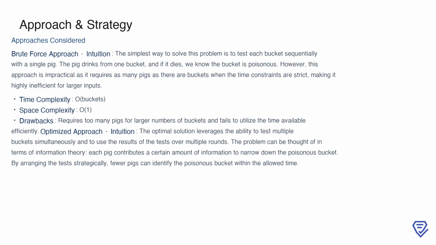By leveraging the ability to test multiple buckets simultaneously and strategically interpreting the results, we can drastically reduce the number of pigs needed. This introduces the idea of using information theory, where each pig's actions contribute valuable data to narrow down the poisonous bucket more efficiently.